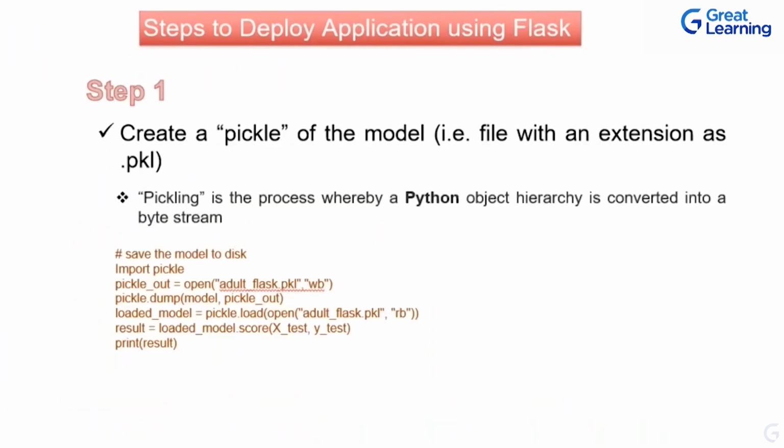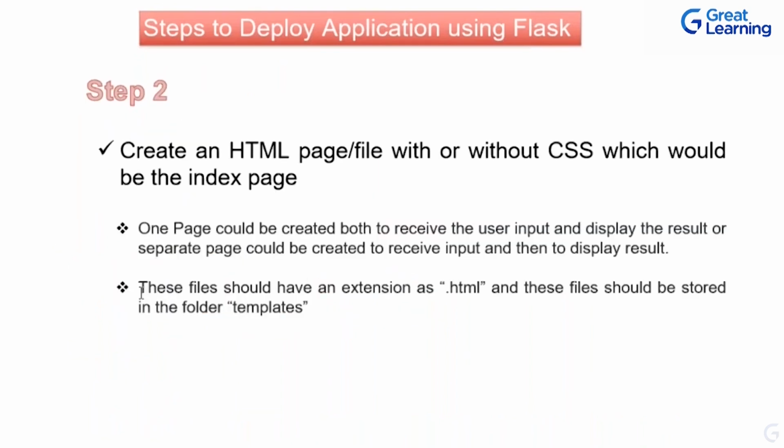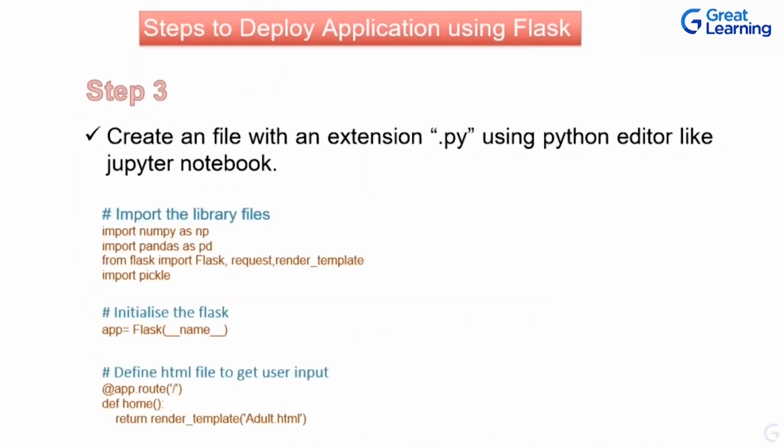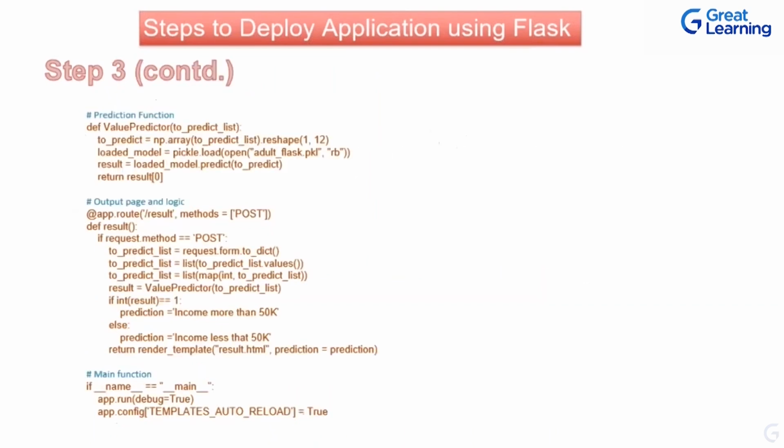So, a 3-step process for doing a deployment. Let's just quickly go back and look at it one more time. Step 1, create a Pickle file. Step 2, create a user interface. Step 3, create a file with the extension .py, and this is what the format of the file should be.